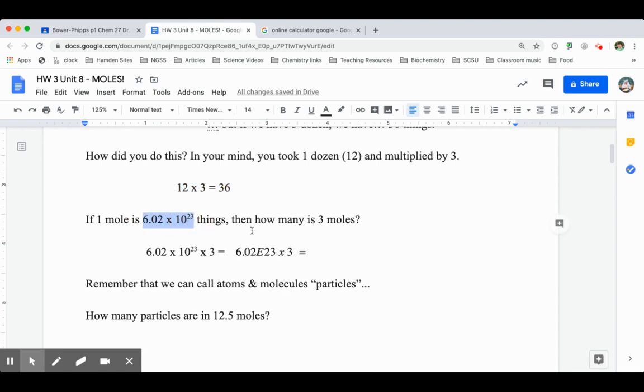Because mole and dozen are both words that mean numbers, we can also take a mole, 6.02 times 10 to the 23rd things. And if we want 3 moles, then we just take that number, 6.02 times 10 to the 23rd, and multiply it by 3. It's a little bit different putting this into a calculator, so I'm going to show you how.